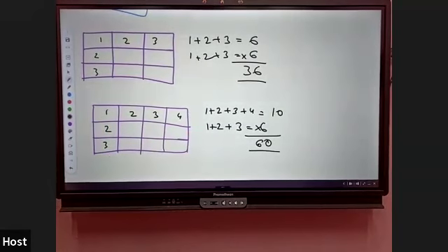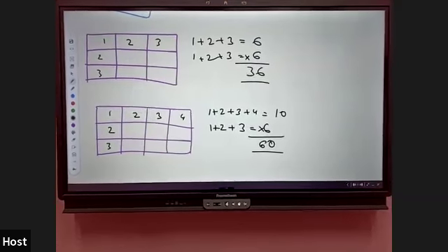Understand? Did anyone have a doubt in the rectangle? If you have any doubt, please message here.